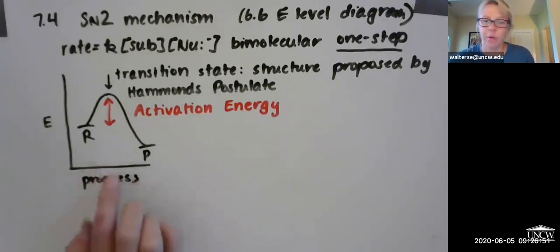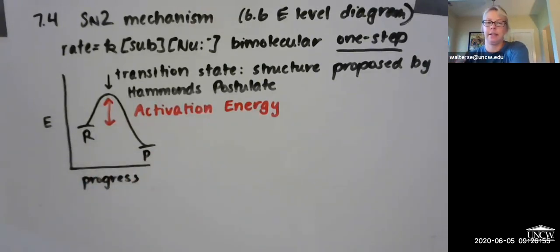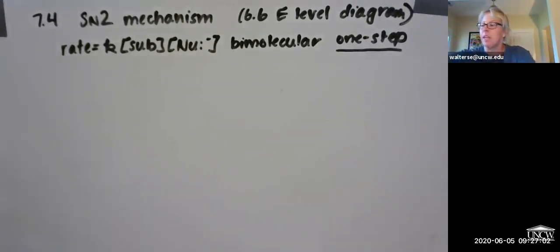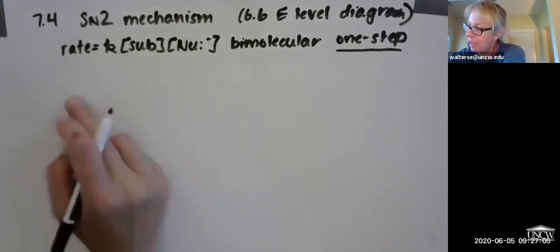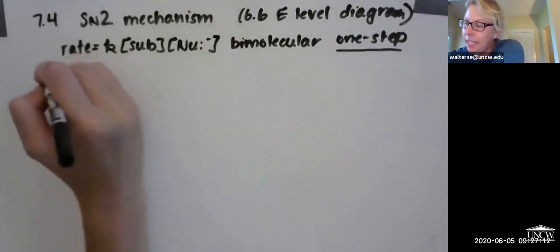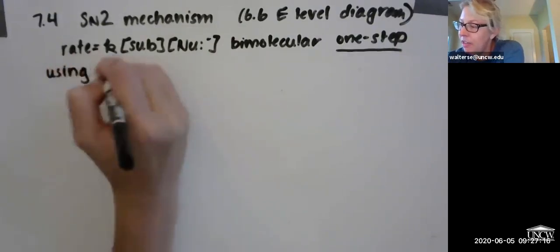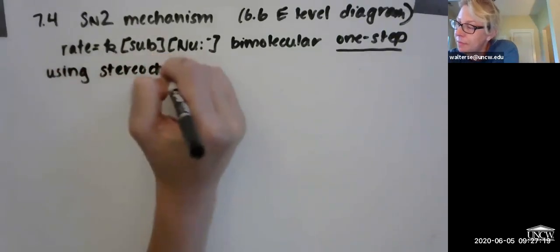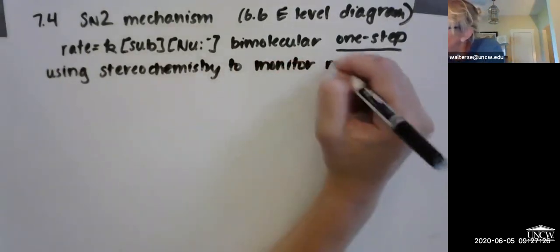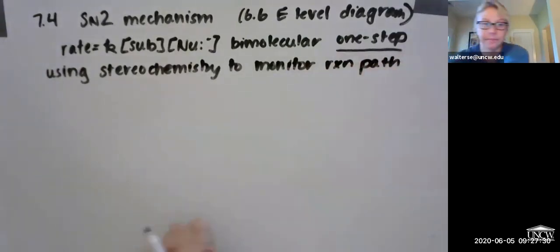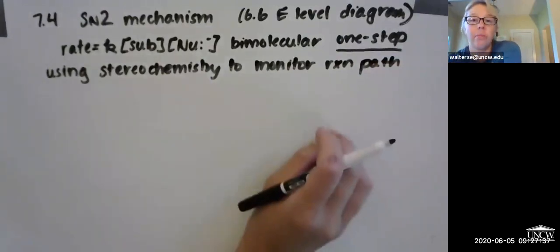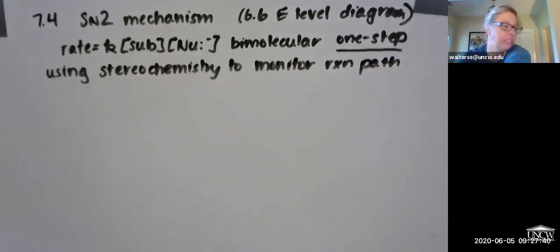Okay. I'm going to erase the activation energy or this energy level diagram. Okay. Now, one of the things that is important in identifying what happens in an SN2 mechanism is by using stereochemistry to monitor the reaction path or the reaction mechanism. Okay, so what that means is we're going to use a chiral substrate in order to perform an SN2 reaction, and then we'll use a simpler model.